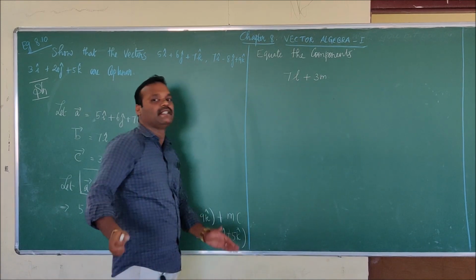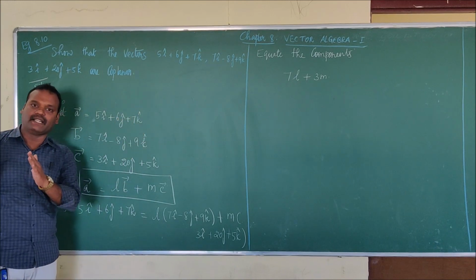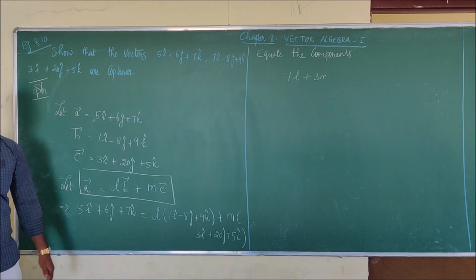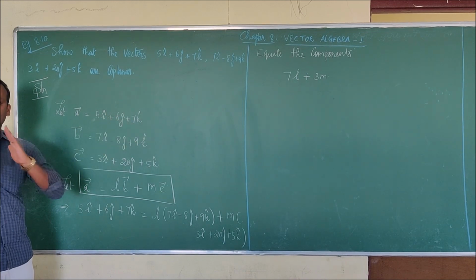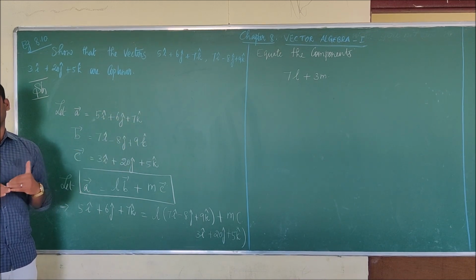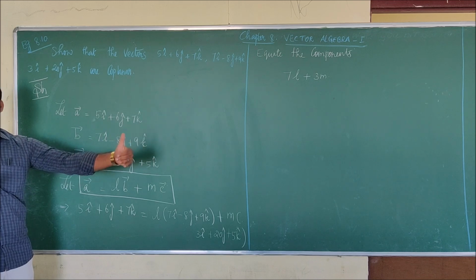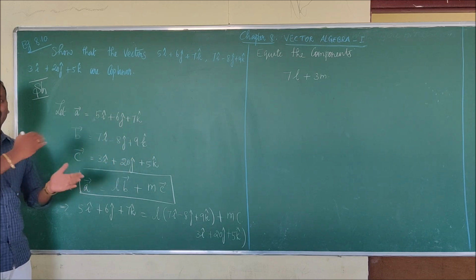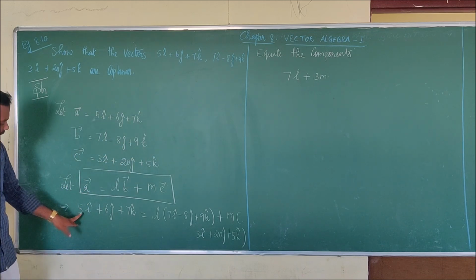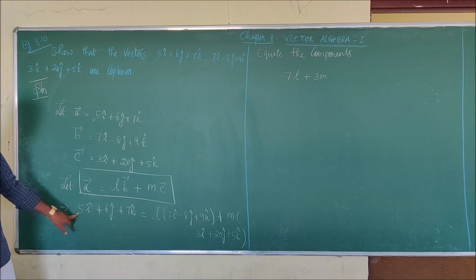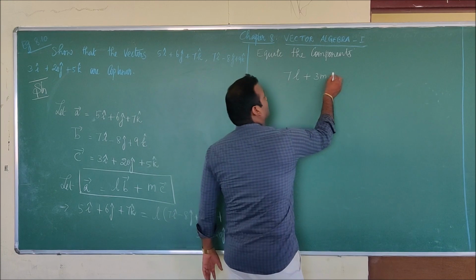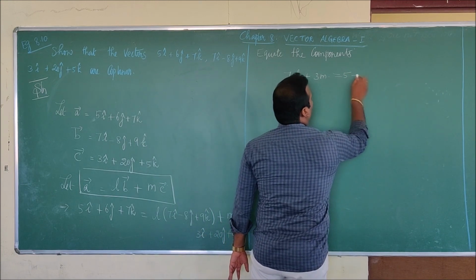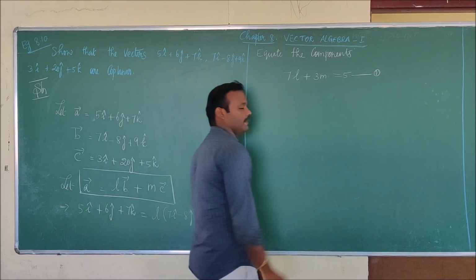We are equating the i components, j components and the k components. You have to consider only the i component for writing the first equation, j for the second equation and k for the third equation, on the right side as well as on the left side. On the left side we have 5. So 7L plus 3M equals 5. This is equation number 1.